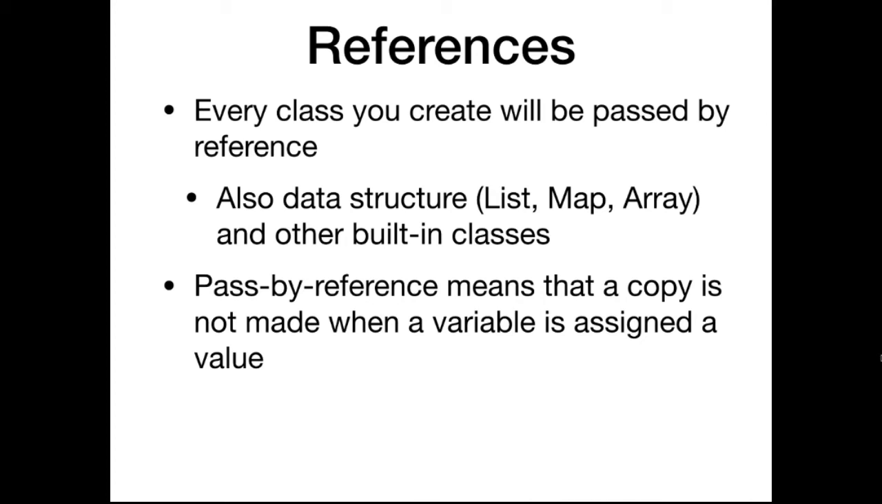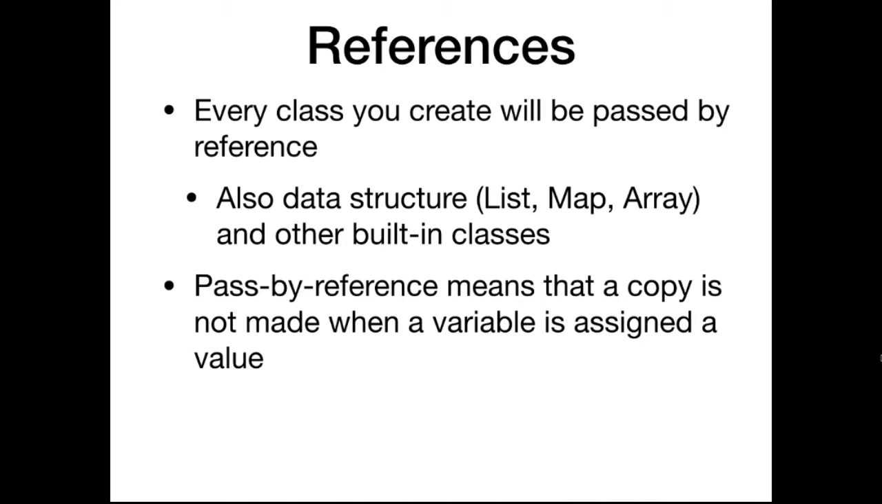Also, some of the data structures we've seen, list, map, and array, these are all passed by reference as well. So what does this mean? It means that if I have a method that takes one of my types as a parameter, it's not making a copy of that object. It's actually giving it the entire object itself.